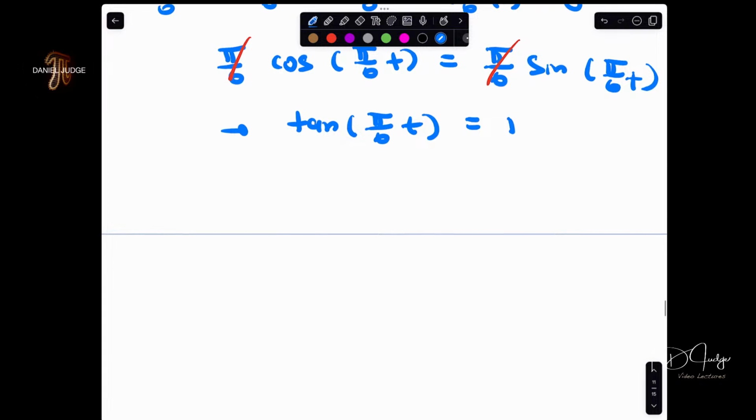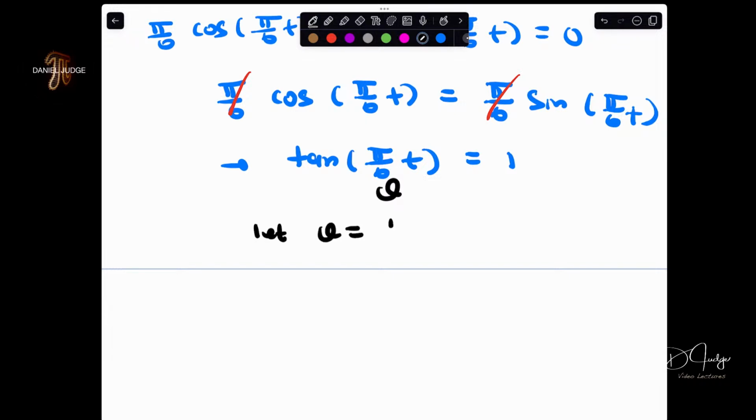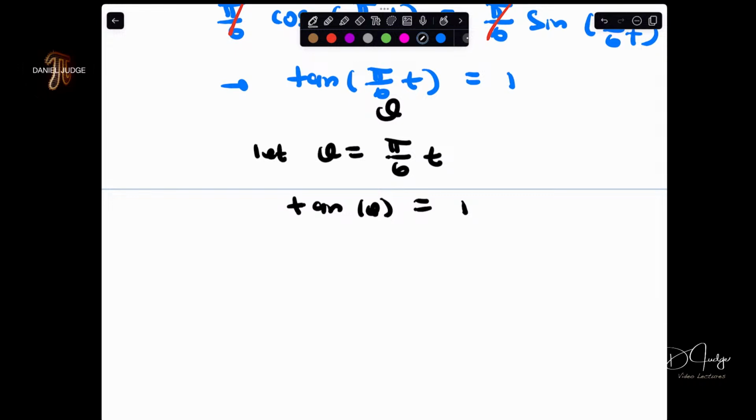So at this point, we're going to do a substitution now. Let theta be pi over 6t. So you end up with tangent theta is positive 1. Now, if theta is going to be over the interval of 0 to 2 pi, theta is pi over 4.